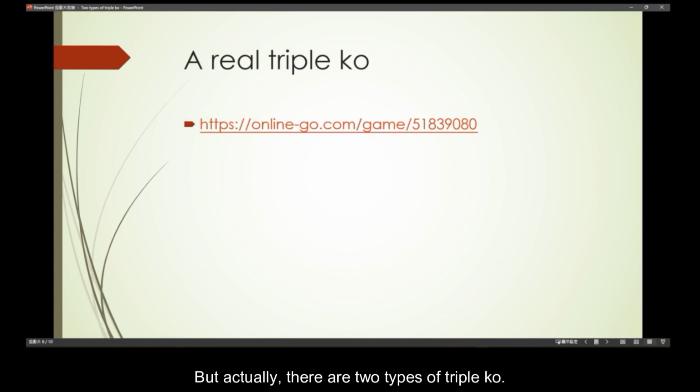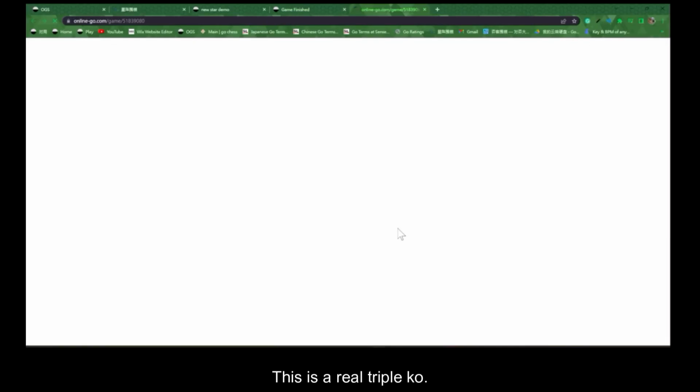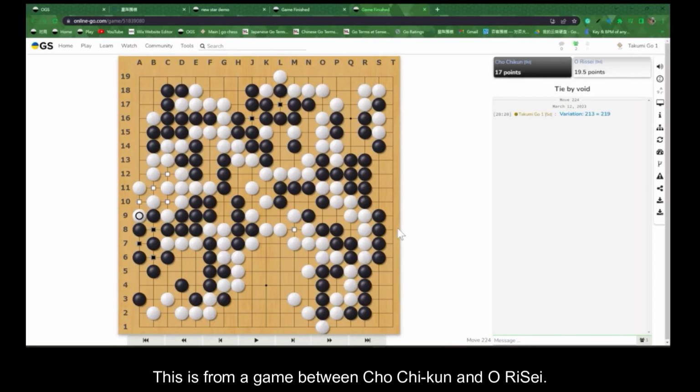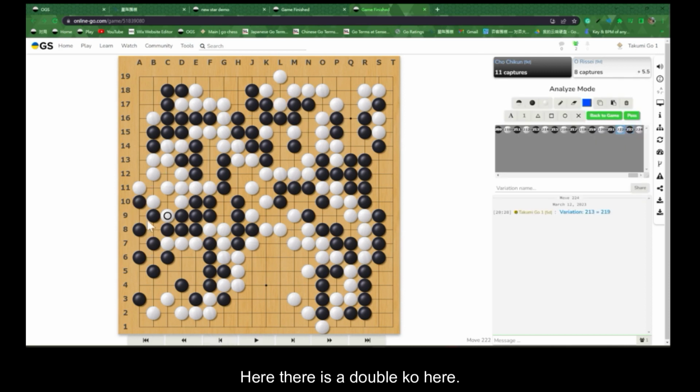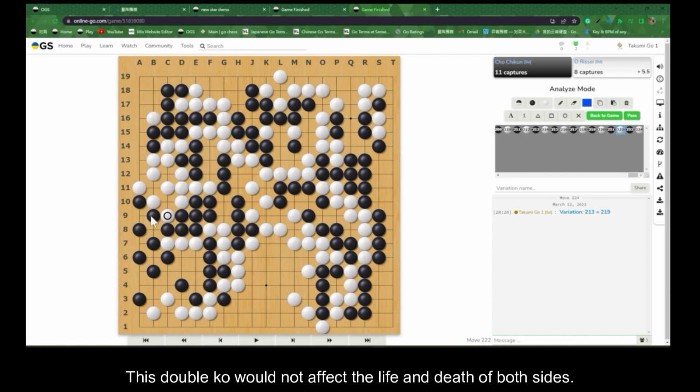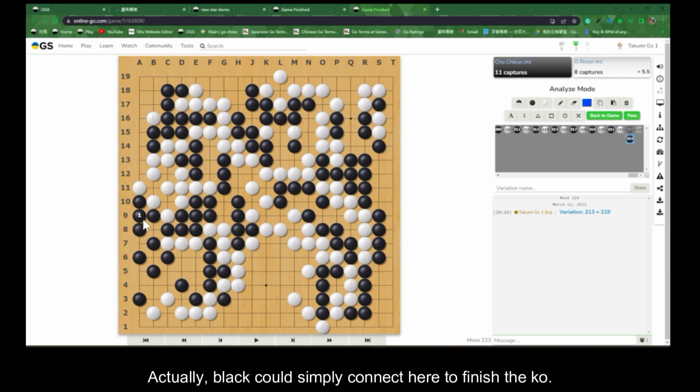But actually, there are two types of triple core. A real triple core and a fake triple core. Let's see. This is a real triple core. This is from a game between Cho Chi-kun and Li Se. Here, there is a double core. This double core would not affect the life and death of both sides. Actually, black could simply connect here to finish the core.